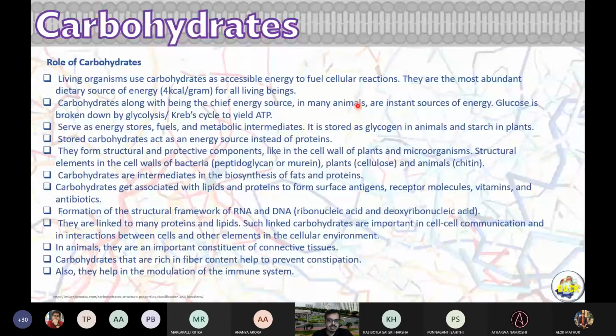Of course, carbohydrate is the main source of energy and the main source of ATP we have. It is a main storage molecule for energy. You can store it in the form of starch or glycogen in your muscles. They give structural support and protection in the case of plants and microbes. In microbes, their cell walls have peptidoglycans or lipopolysaccharides.